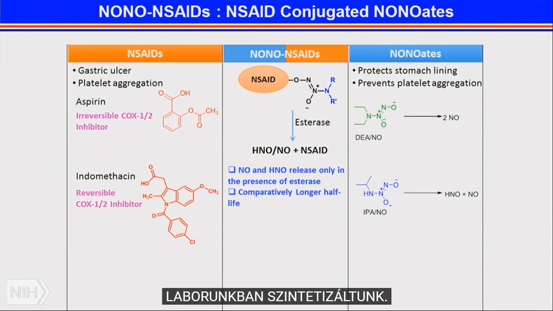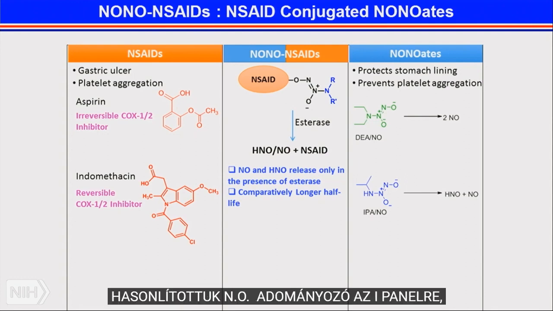These are molecules where we conjugated a diazeniumdiolate moiety to different NSAIDs, non-steroidal anti-inflammatory drugs. The NSAIDs that we have used are aspirin, which is an irreversible inhibitor of COX-1 and COX-2; indomethacin, which is a reversible inhibitor; and niflumic acid, which is a reversible inhibitor of only COX-2. As for the diazeniumdiolate, we compared DEA/NO, which is an NO donor, to IPA/NO, which is the HNO donor.